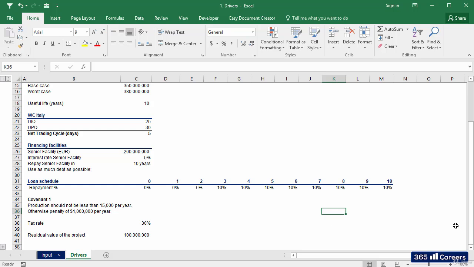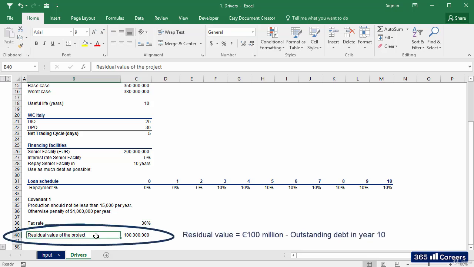Okay, the tax rate we expect to pay in Vietnam is 30%. If earnings before taxes are negative, we will not pay taxes, but will assume the company cannot carry these tax losses forward. And last, the operations team has indicated that, according to their estimations, the plant's residual value after the 10-year projections will be $100 million minus the residual debt outstanding.